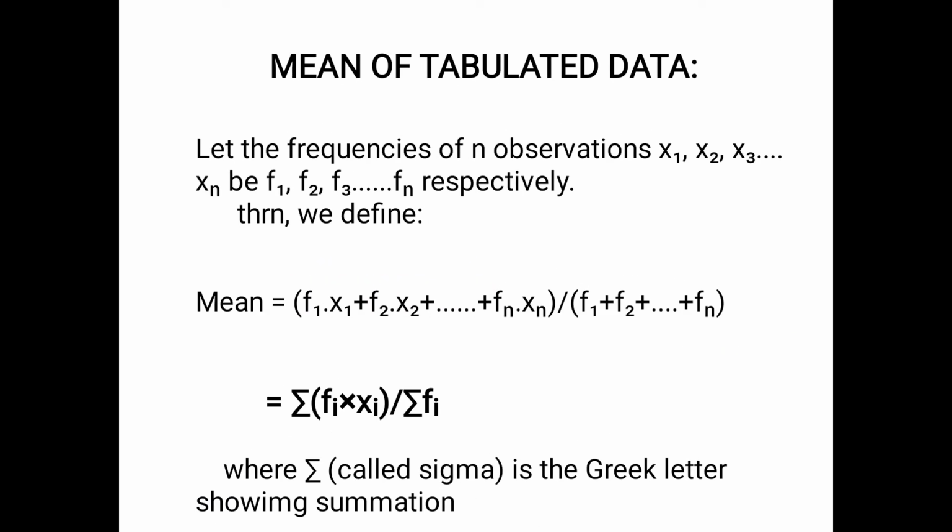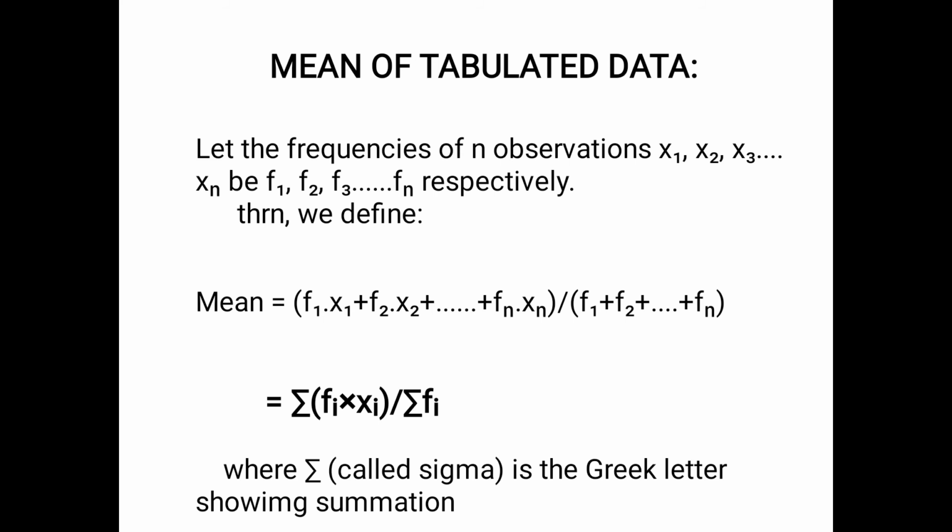In the next slide, previously we have seen the mean of ungrouped data. This is the mean of tabulated data. Tabulation means, as I already told you, a systematic way we have to arrange the data. This also has a formula. Let the frequencies of n observations x1, x2, x3, etc., xn be f1, f2, f3, etc.